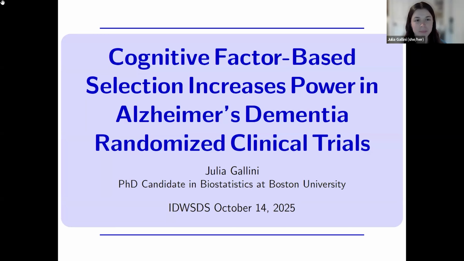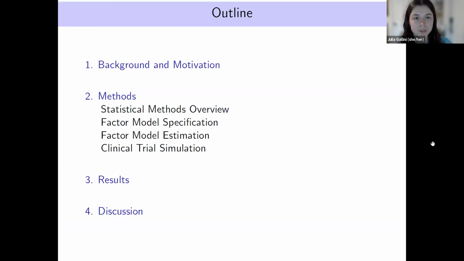Perfect. So I'm going to be talking today about cognitive factor-based selection, increasing power in Alzheimer's dementia randomized clinical trials. And you can go to the next slide. So this is a brief outline of what I'm going to discuss today. Next slide.